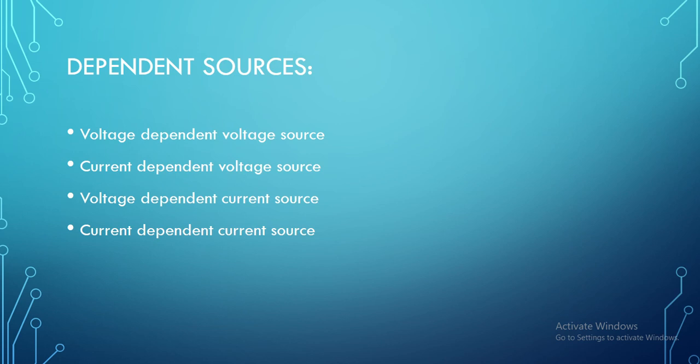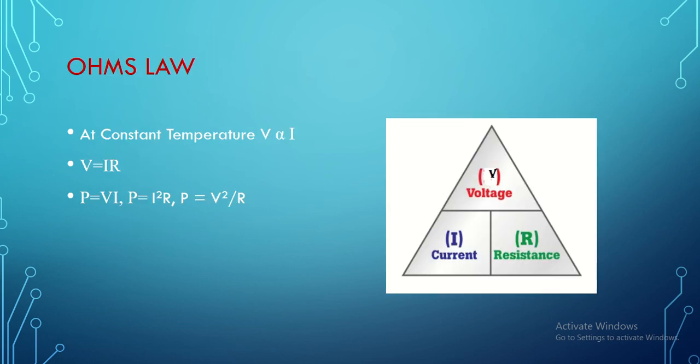Next one, what dependent sources are available? It may be asked in the 2 mark. Voltage dependent voltage source, current dependent voltage source, voltage dependent current source and current dependent current source.